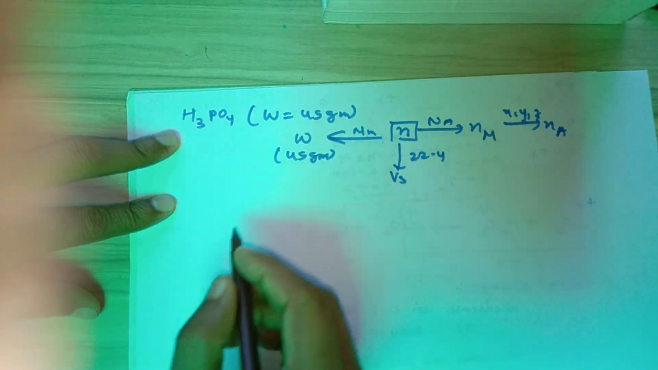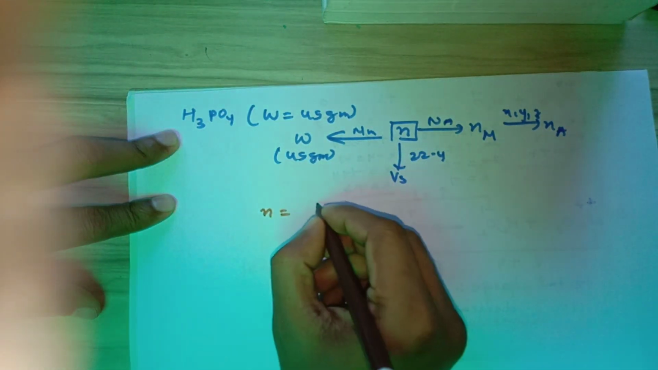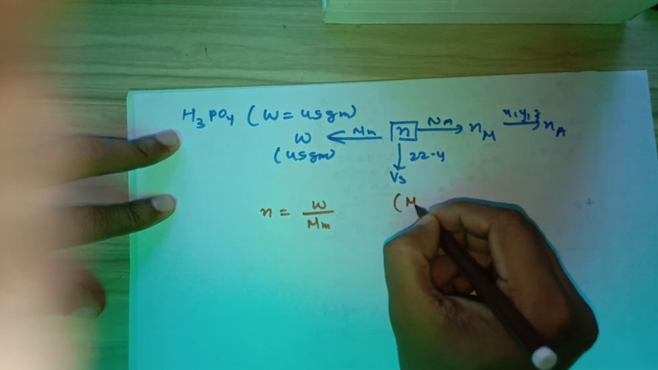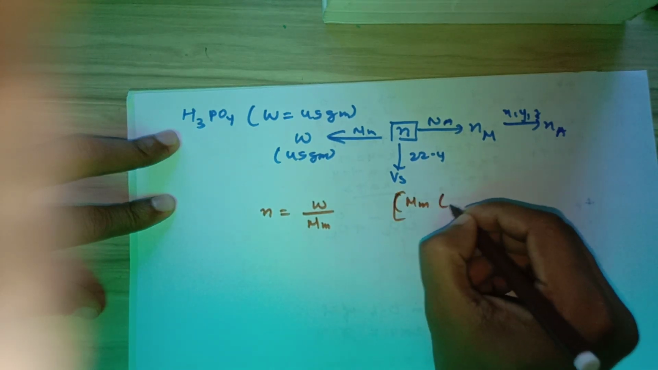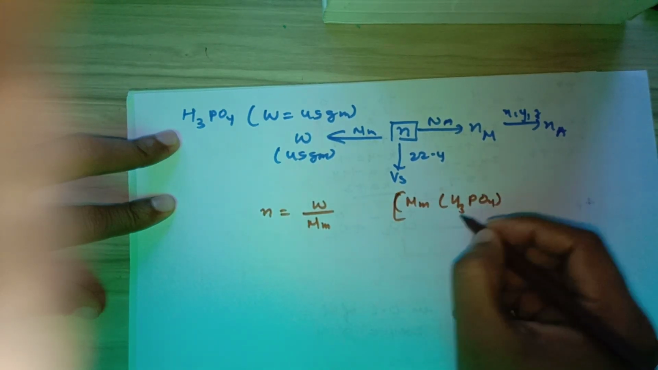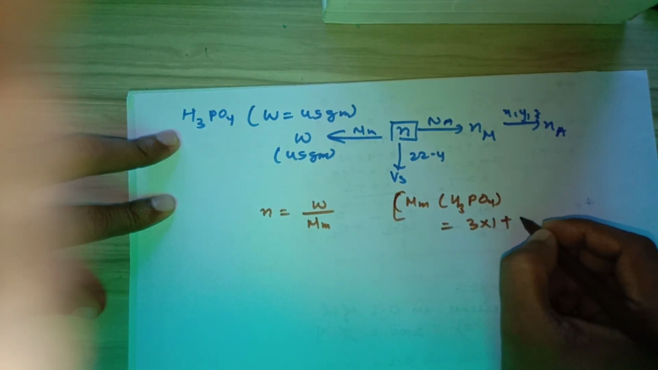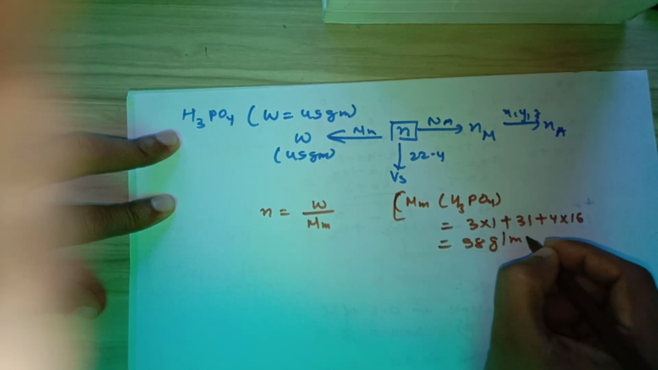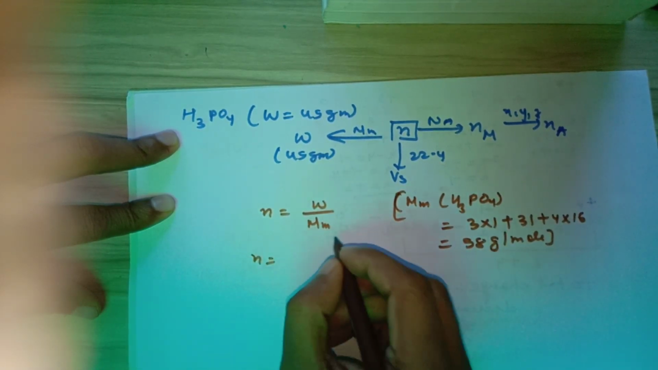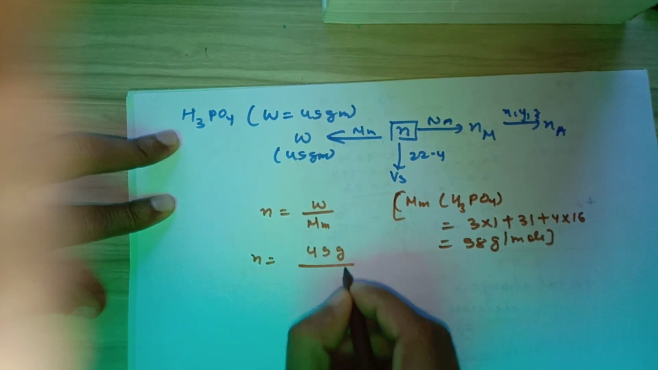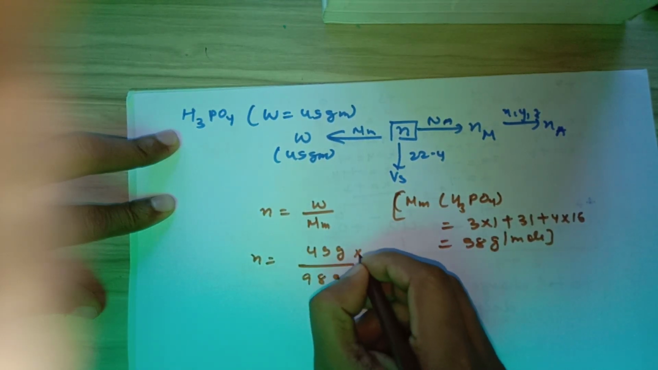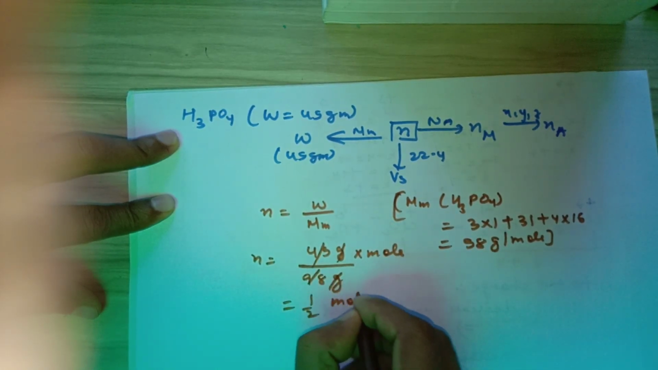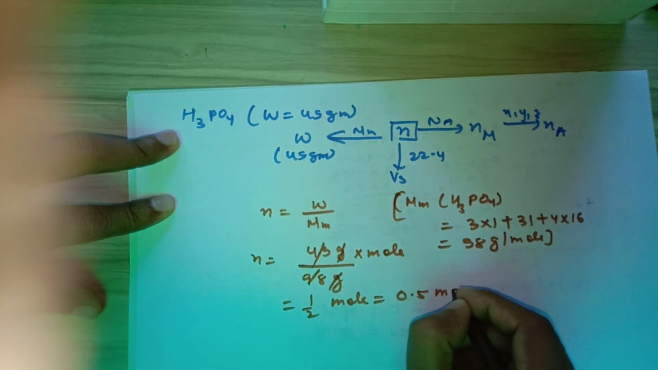So we are moving towards the number of moles, so we have to divide. n is equal to W divided by molecular mass. The molecular mass of H3PO4 will be the same as sulfuric acid, 98 gram per mole. So n is equal to 49 gram divided by 98 gram per mole, so it will be 1 by 2 mole or 0.5 mole.